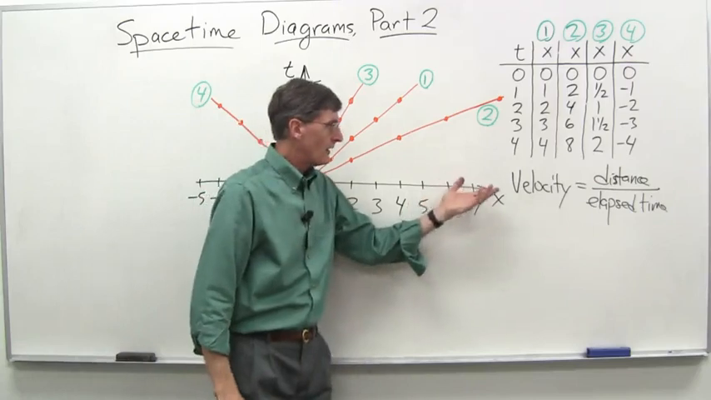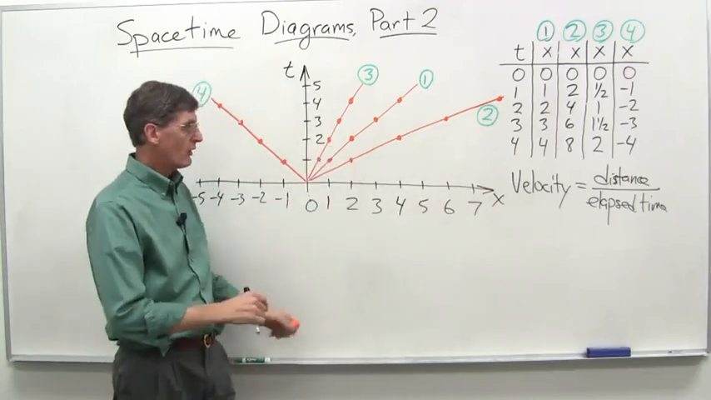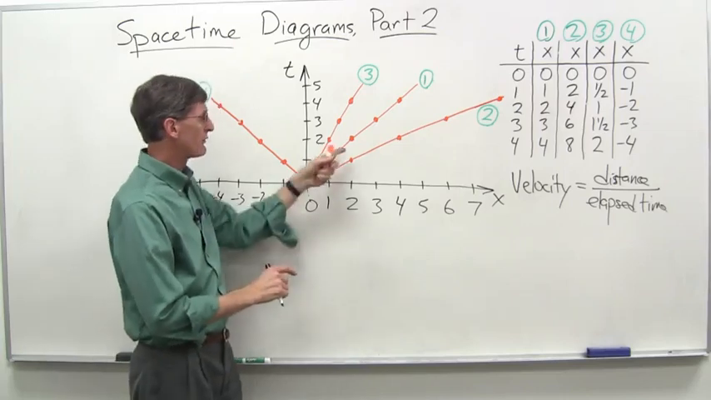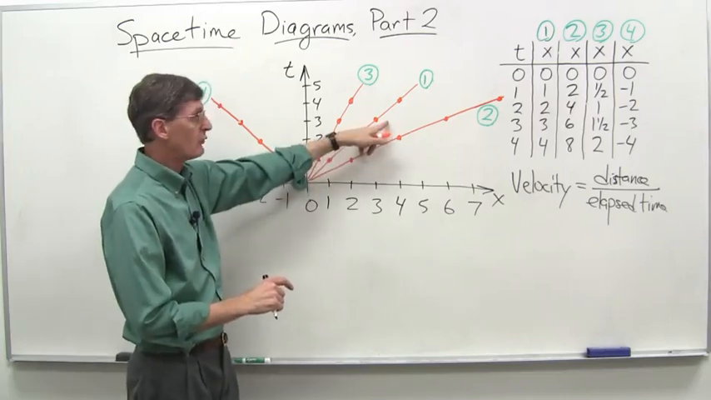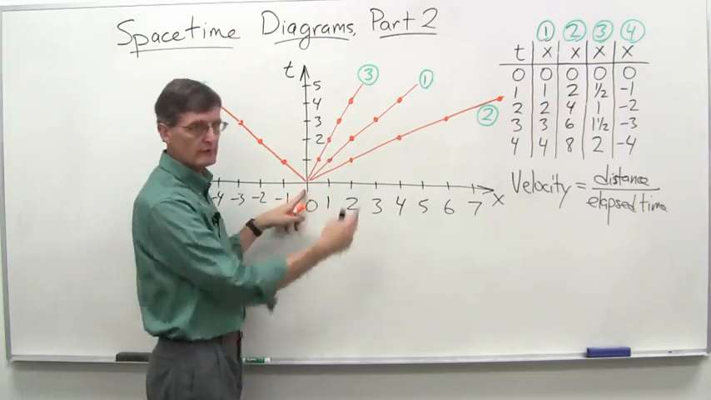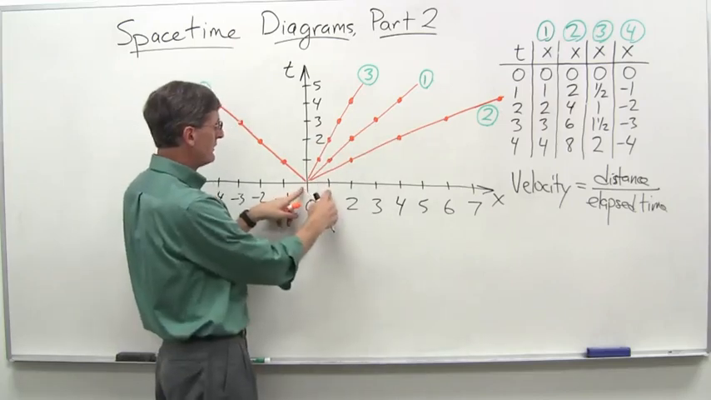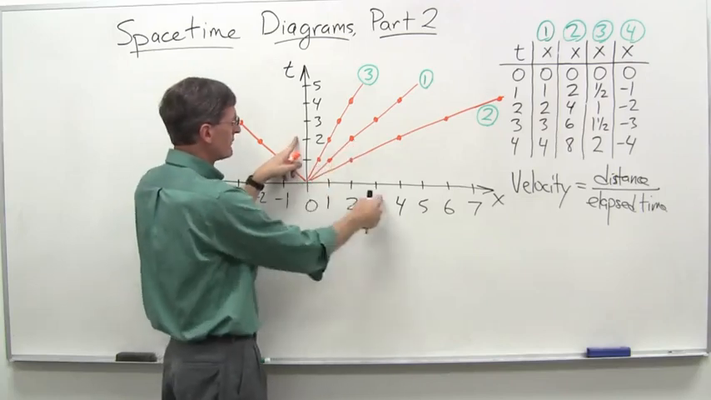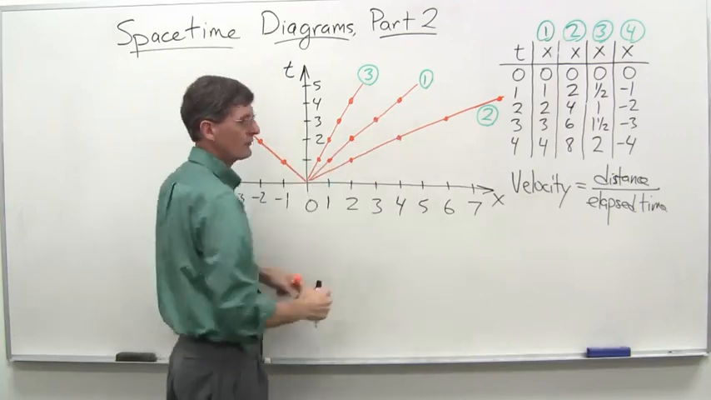So how does that relate then to our diagrams here, or our world lines here? Let's take the first one, run number 1. Just looking at it, we can say, well, we'll just say we're using meters here. So we went 1 meter in 1 second. And then we went 2 meters in 2 seconds, and then 3 meters in 3 seconds, and 4 meters in 4 seconds.